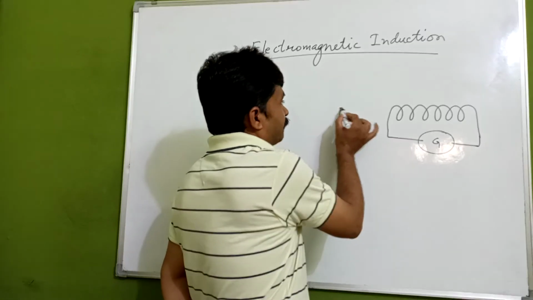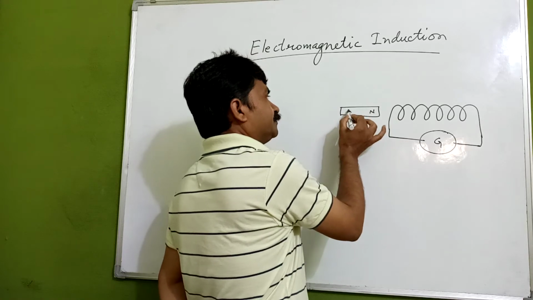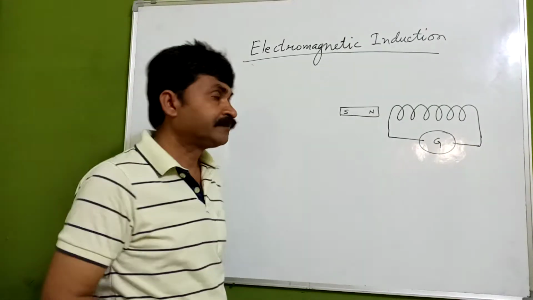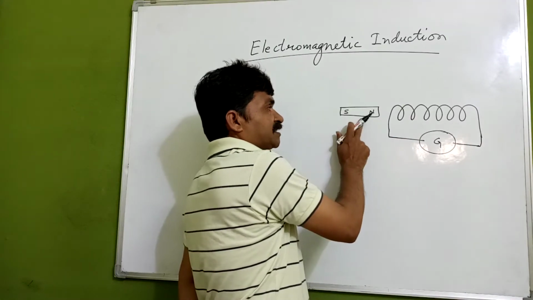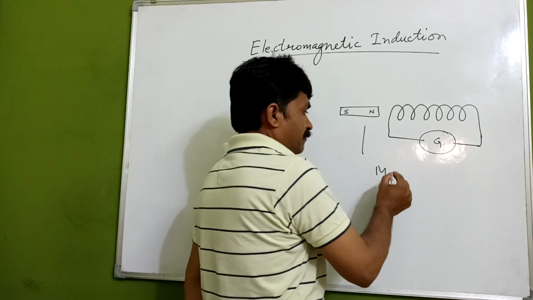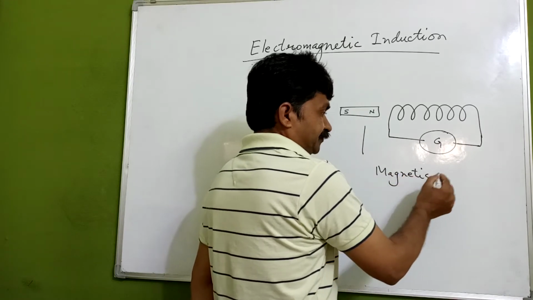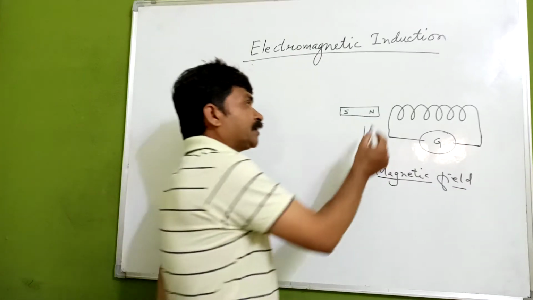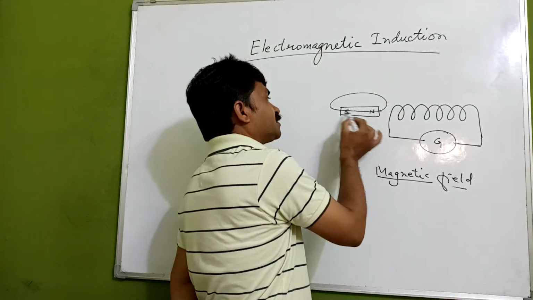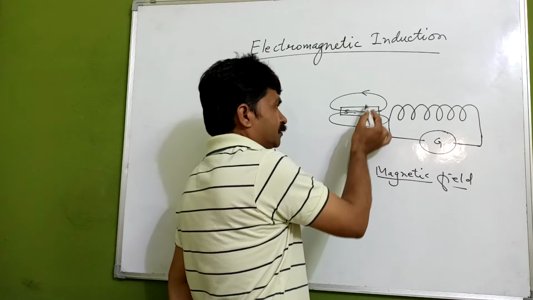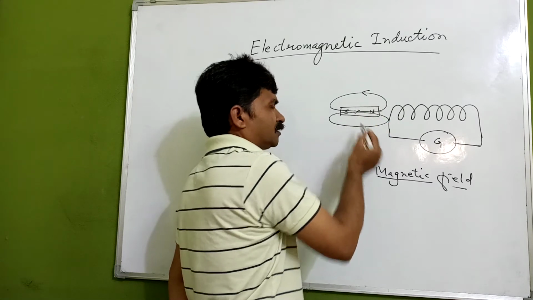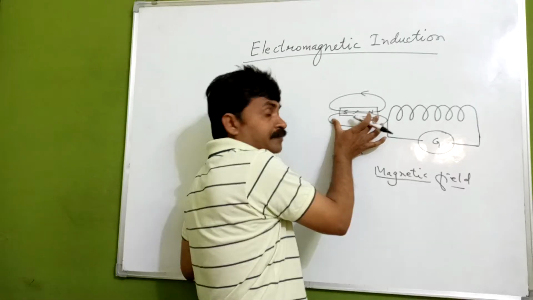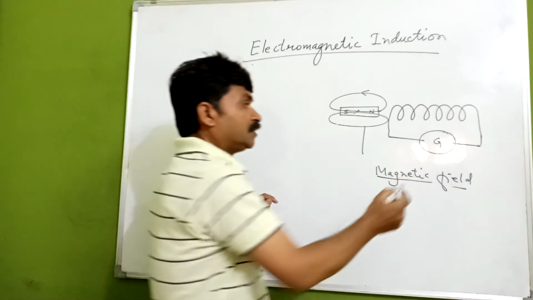Now if we keep a magnet near it, what is the purpose of keeping the magnet here? The magnetic field lines are there, meaning it is creating a magnetic effect. It is generating a magnetic field, meaning there are magnetic field lines which come out from north to south and south to north inside. So if the magnetic field lines are kept constant, at a fixed position, there is no current.